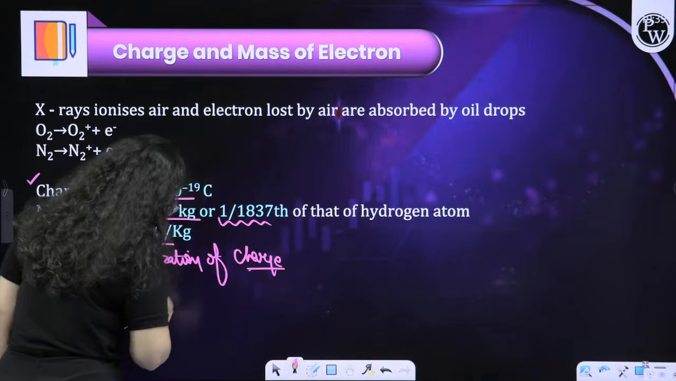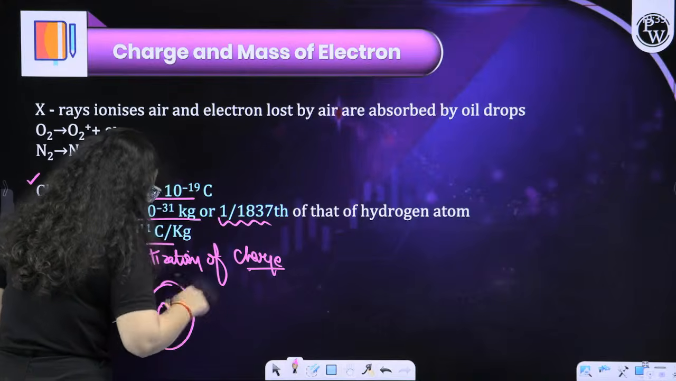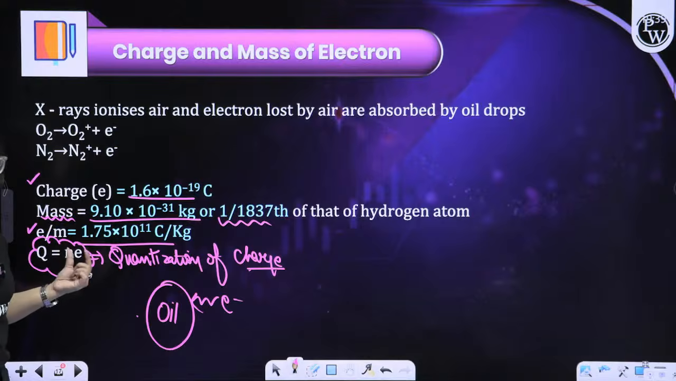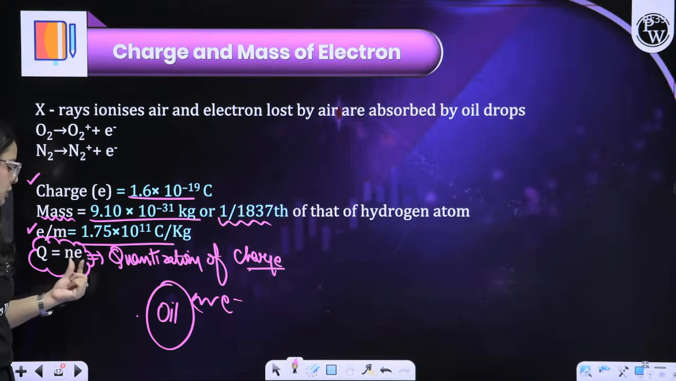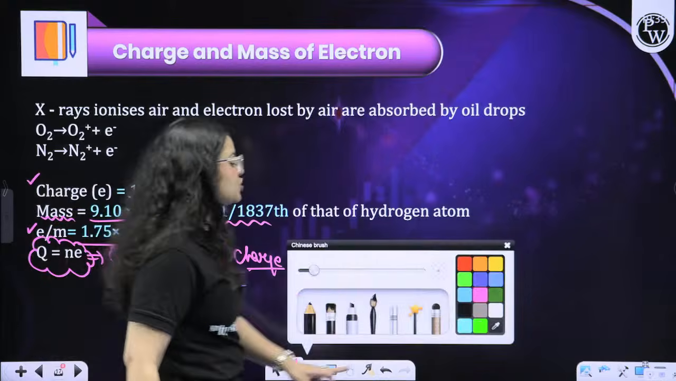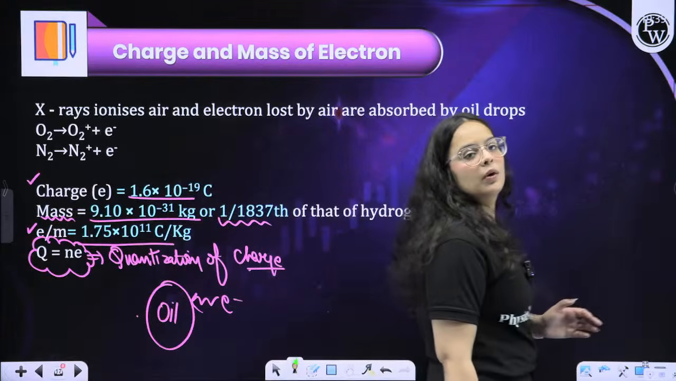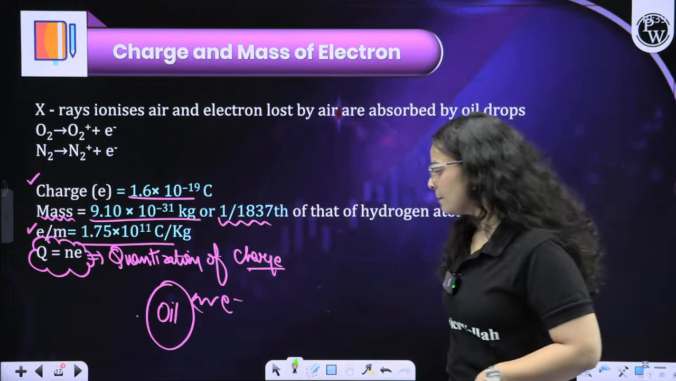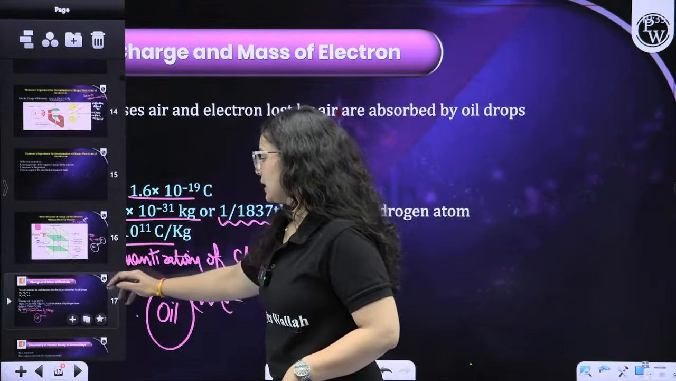We have this oil, and the oil will develop a charge depending on how many electrons it will strike with, right? So 1 electron means the overall charge developed by the oil is 1 times the electronic charge, 2 times the electronic charge, 3 times the electronic charge. So the net charge developed by a particle is equal to n times the charge of an electron. All right, so this is the basic formula that you might have studied in your lower classes as well.